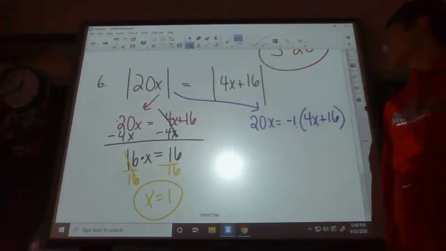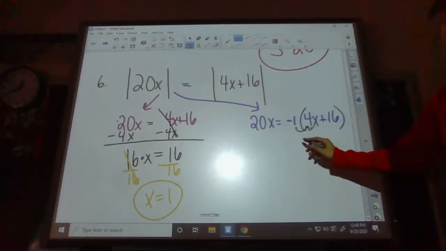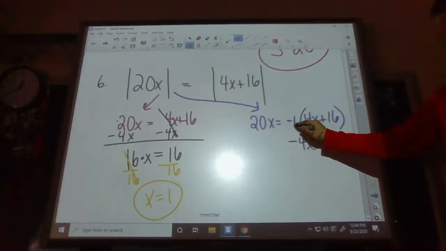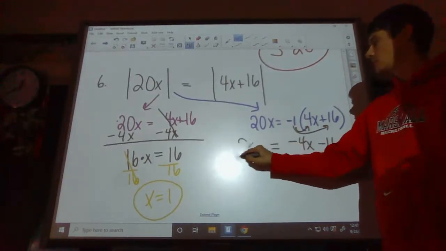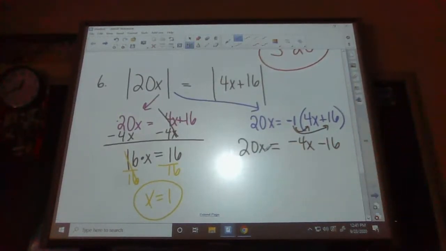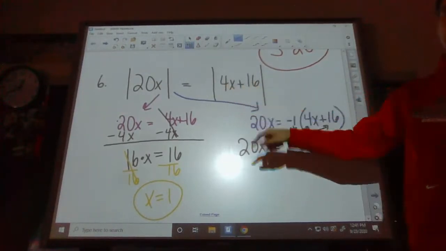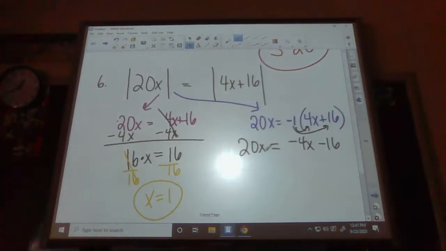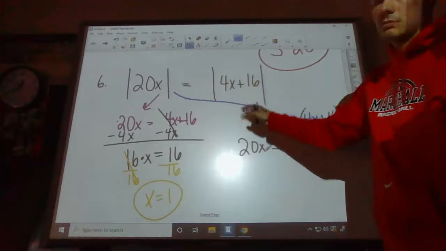On the other side, same idea. I've got to distribute first though, right? I'm going to do negative 1 times 4x. I'm going to do negative 1 times 16. Do you see how that just changed the signs, right? Now I have negative 4x and negative 16. Back in the original problem, we had positive 4x and positive 16. And so this is like the negative version of this, right?